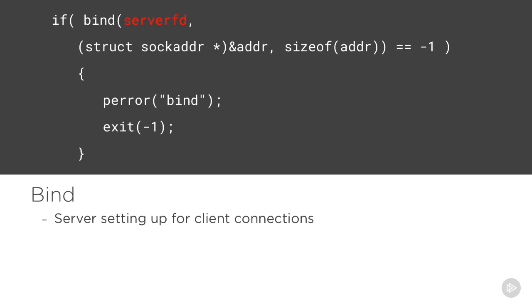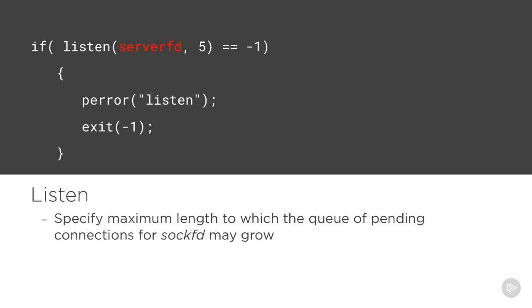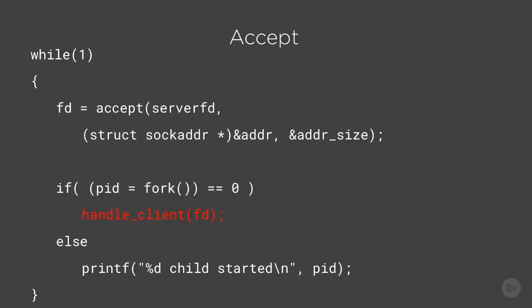From the server side, the first thing we do is bind to set up the server FD, and we pass in the server structure. Same thing with perror. Then we can do listen and specify a maximum length to which the queue of pending connections for the socket FD could grow. And then finally, we can do the accept. So you probably have some kind of while loop where you say fd equals accept, server FD, and then the socket structure and the size.